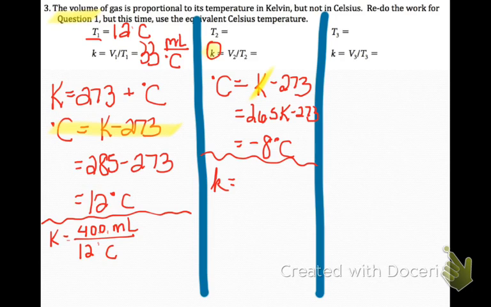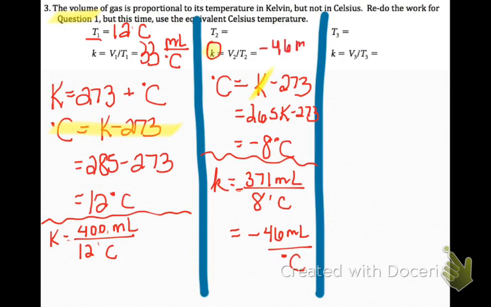Let's see, I'll go ahead and take 371 milliliters from question number 1. I'll take the negative 8 degrees Celsius from this question. And already I know I have a negative number when I divide this. I end up having negative 46 milliliters per degree Celsius. So already I know that this proportionality constant is not equal to this proportionality constant.